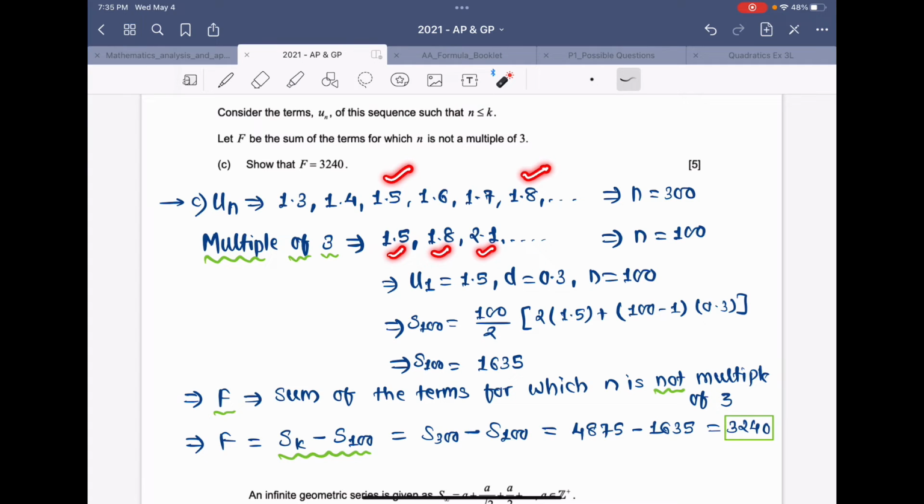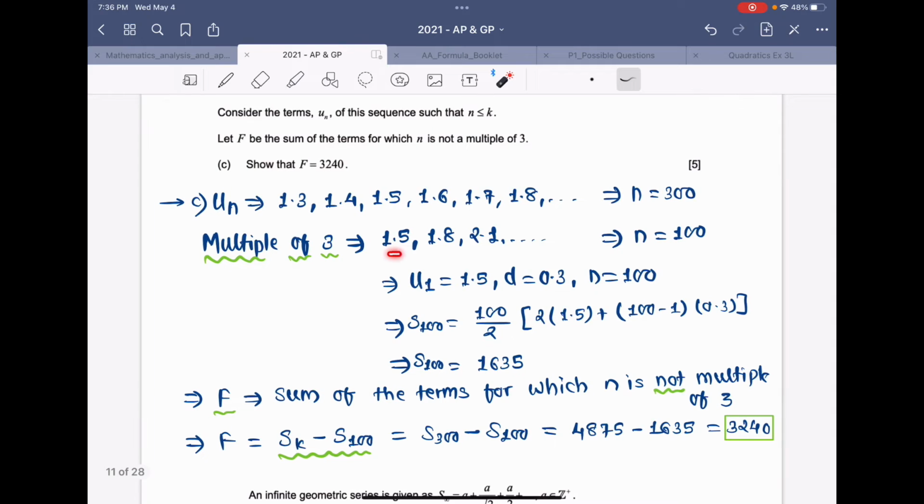So the difference is basically 0.3. The total number of terms is 300. Every third term is a multiple of 3. So the total number of terms which are multiples of 3 is 100, since 300 divided by 3 is 100. In this case, the first term is 1.5, the second term is 1.8, the third term is 2.1, so the difference is 0.3. 1.8 minus 1.5 is 0.3. 2.1 minus 1.8 is 0.3, and n is 100.